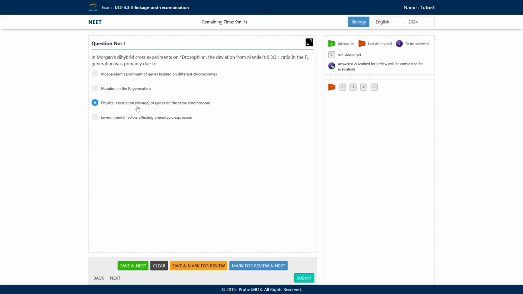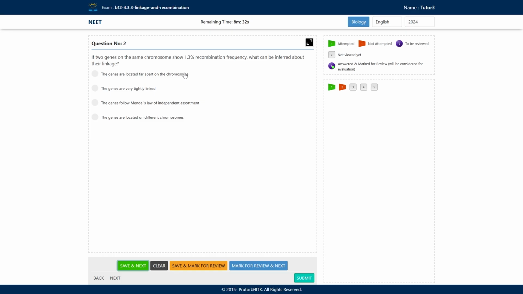When genes are linked together, they are inherited together. So when the genes are physically associated and present on the same chromosome, they are inherited together. Next, if two genes on the same chromosome show 1.3% recombination, what can be inferred about their linkage? The two genes are present on the same chromosome and they are showing only 1.3% recombination frequency. So what are the options?